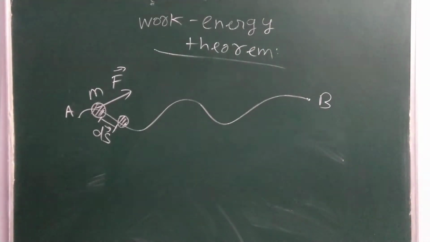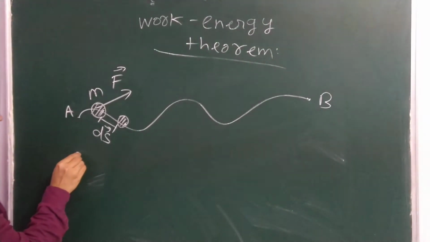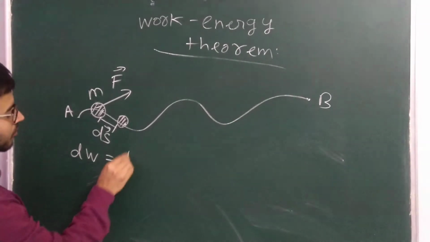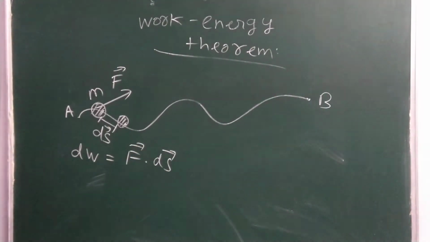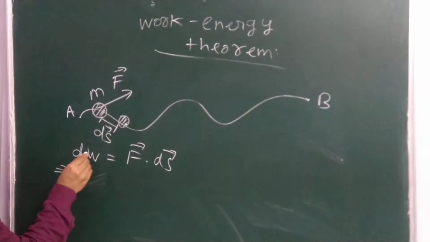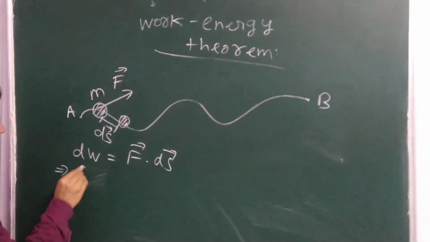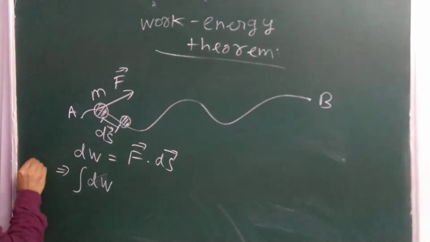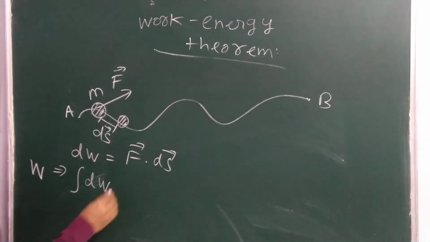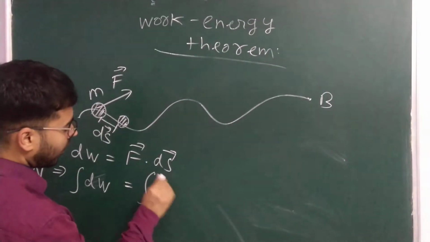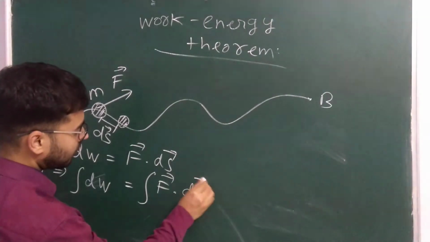So if we talk about the work done here, what will be the work done? dW is going to be F dot ds, alright? And we can always say that then the total work obviously is going to be what? It is going to be the integral of dW. W is going to be the integral of dW, so that's going to be the integral of F dot ds.